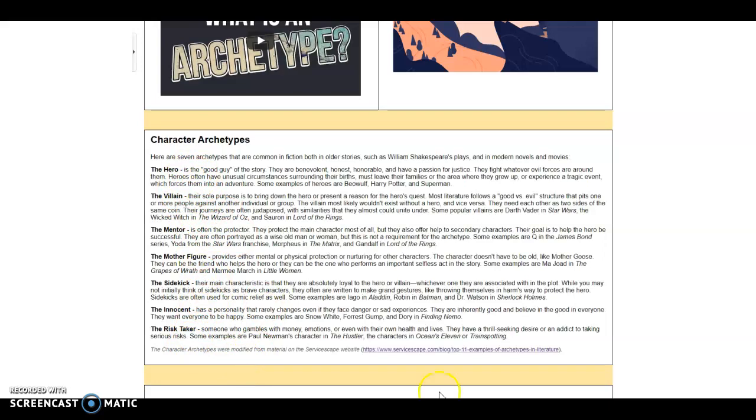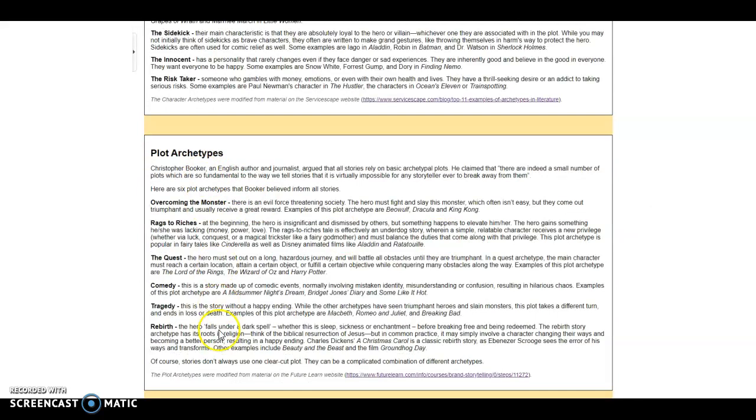In terms of plot, or events that we see over and over again, you can look at overcoming the monster. That's a common storytelling plot. If you look at the old story Beowulf or Dracula or King Kong, you have this repetitive pattern of the characters in the story having to overcome a monster. And the monster doesn't necessarily have to be a mythical creature like a vampire or King Kong. It could be a human, like a serial killer, or a monster can come in human form, right?